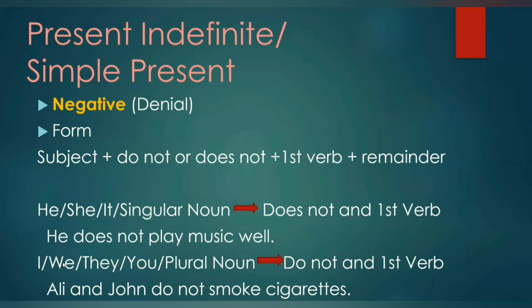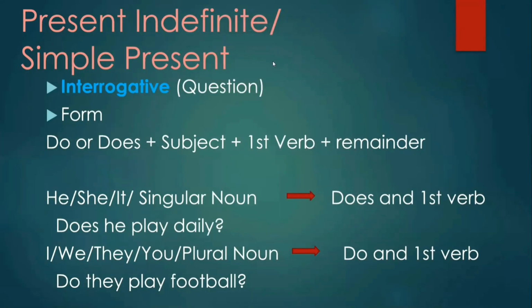Then we have I, we, they, you, and plural noun. We use do not and first verb. For example, Ali and John do not smoke cigarettes. So Ali and John are subject, then do not, then first verb, which is smoke, and then remainder. Interrogative. Interrogative means those sentences that have questions in them. Form. Do or does plus subject plus first verb plus remainder.